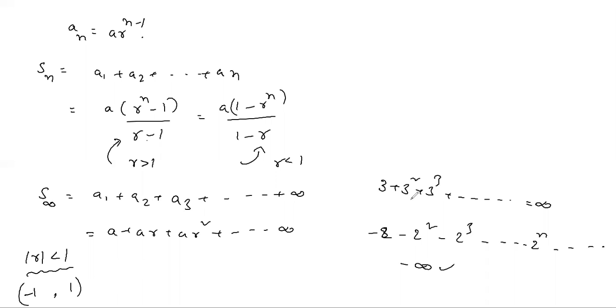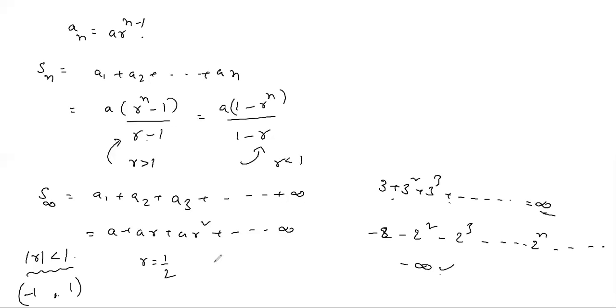Suppose you take 3, 3 square, 3 cube and so on, all positive numbers, and you are increasing the power of 3. So 3 power infinity is infinity only, so the sum of all infinities is infinity only. And this is minus infinity. Suppose some are positive, some negative, we can't say, it is not defined. And for mod r less than 1, you have to use this formula, and we will get the sum by simplifying. Suppose you take any r value as 1 by 2 or 1 by 3 and so on.